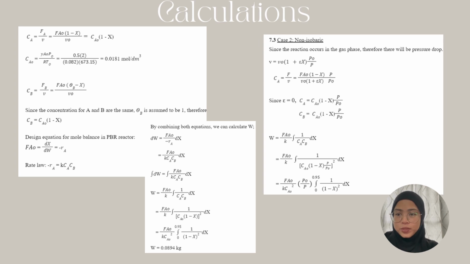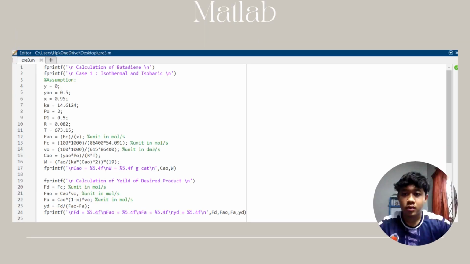For case 2, which is non-isobaric, since the reaction occurs in the gas phase, there will be pressure drop. So we will change the equation for V, which is V0 (1 plus epsilon X) P0 over P. By substituting the new equation into the equation of the weight, we can obtain the new weight of catalyst.